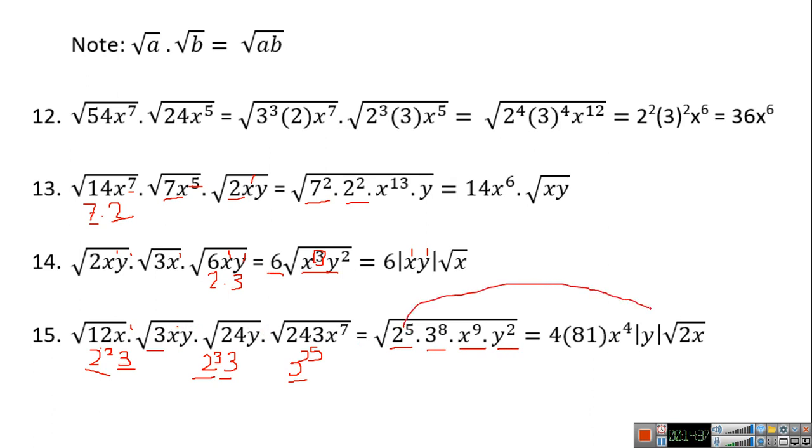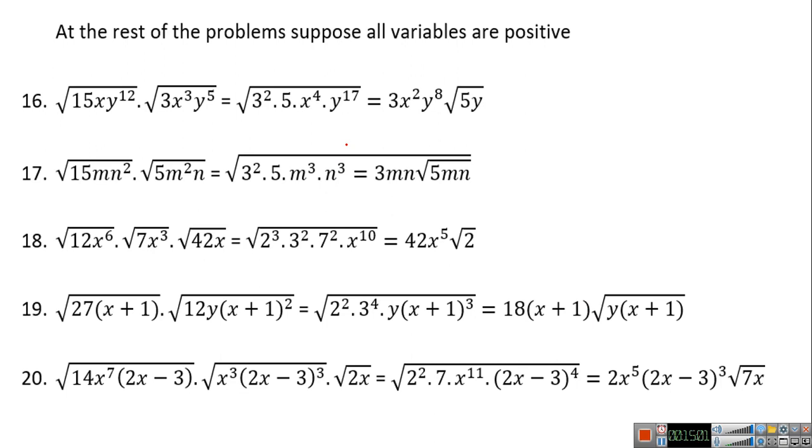Power odd, so 1, 2 inside. Power odd, 1 x inside. So 5 divided by 2 is 2 squared, which is 4. 8 divided by 2 is 4, so 3 to the power 4 is 81. 9 divided by 2 is 4, quotient. 2 divided by 2 is 1. I put absolute value only for y because the power is odd. Now, in all the rest of the problems, all variables are positive, so no need to put any more absolute values.